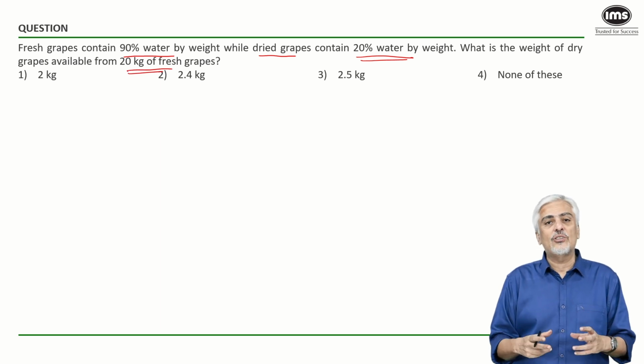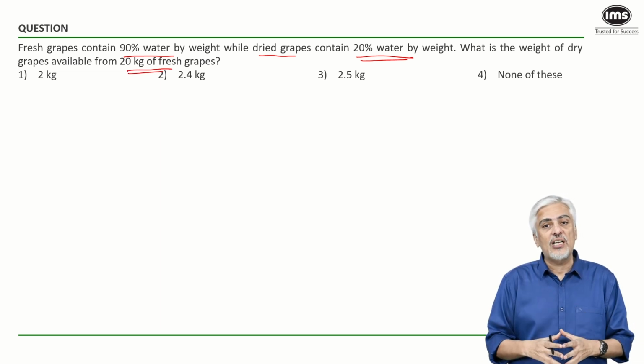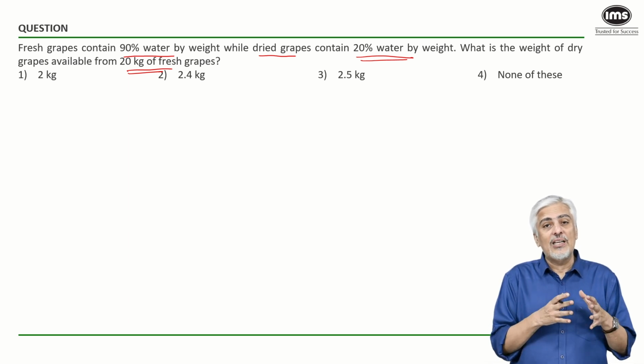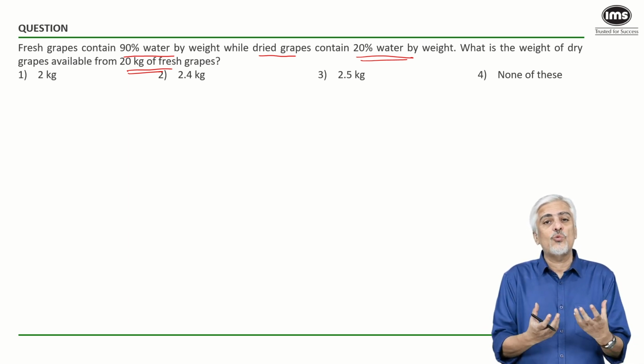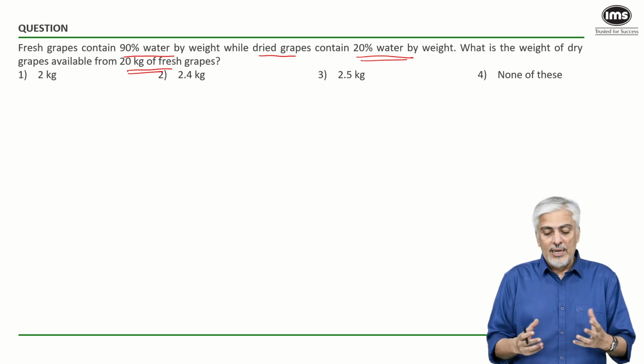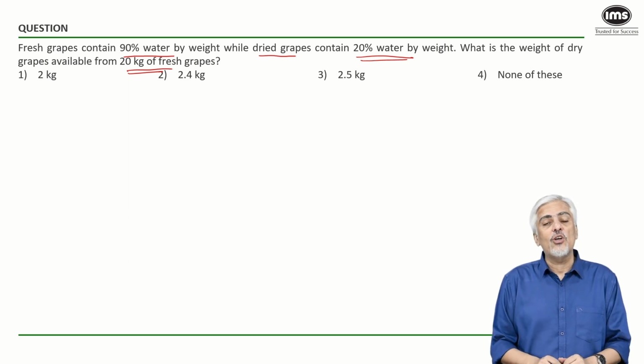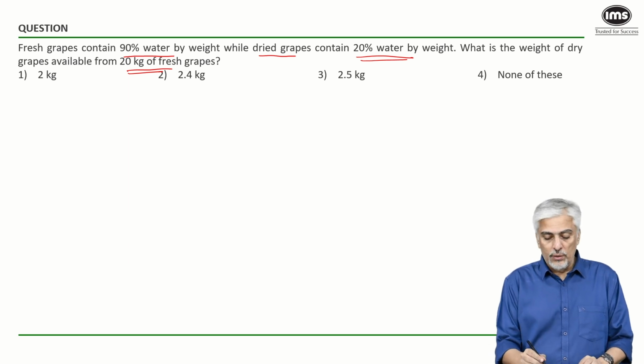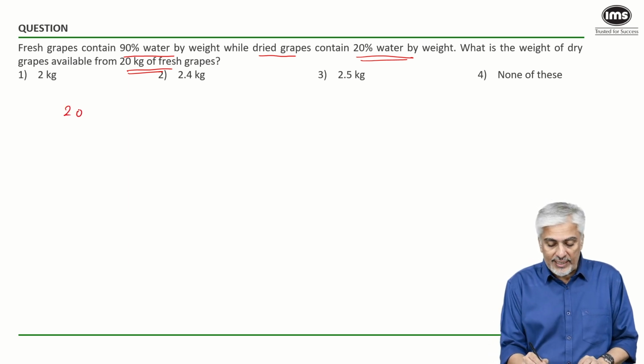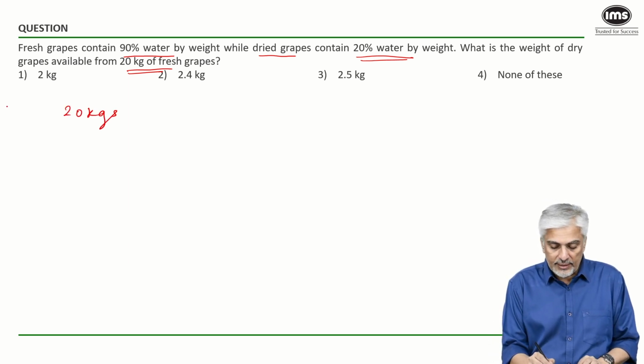Now, what is the meaning of this? So, if I have 20 kg fresh grapes, if I dry them, what do you mean by if I dry them? I allow the water to evaporate or I squeeze the water out or whatever. I will get how many kgs of dried grapes? So, I have fresh grapes which are 20 kgs.